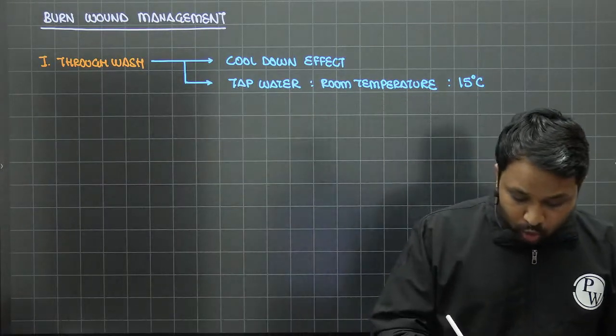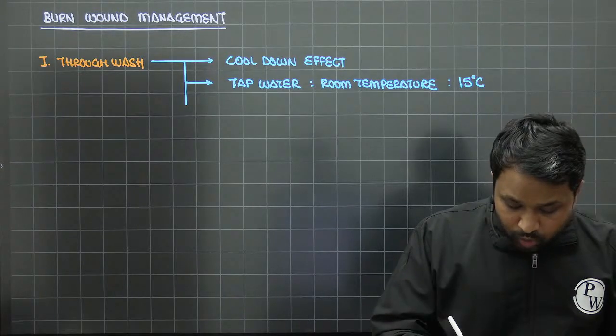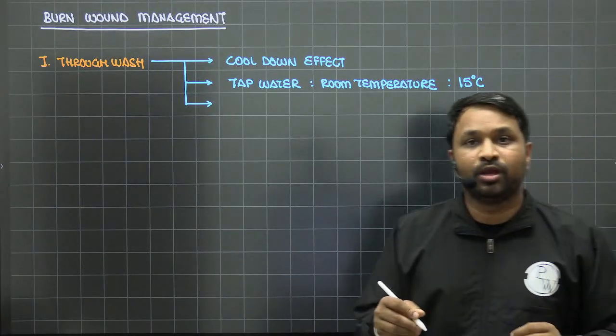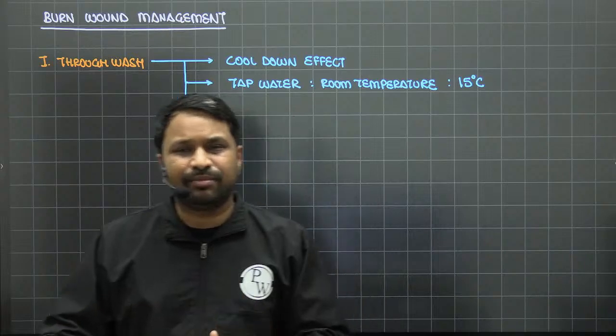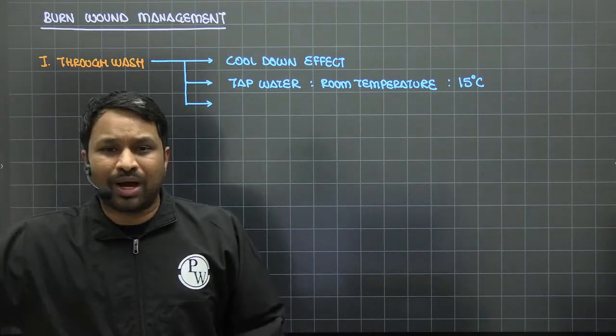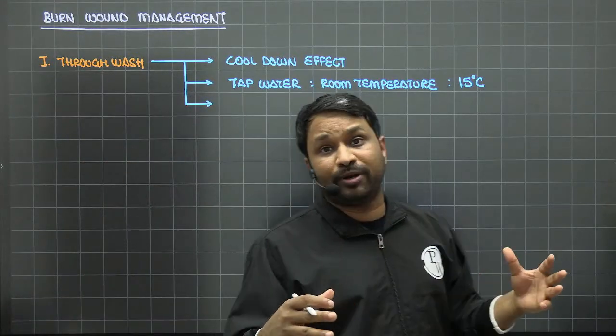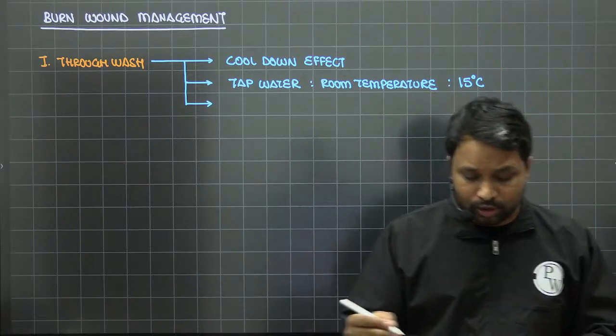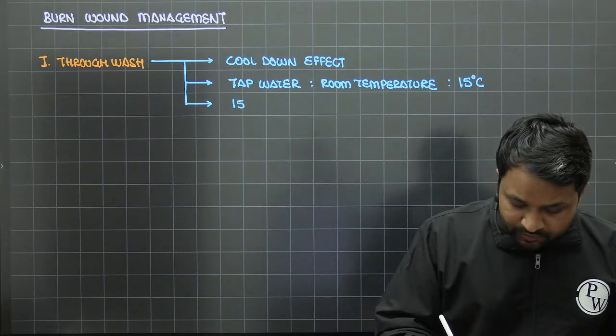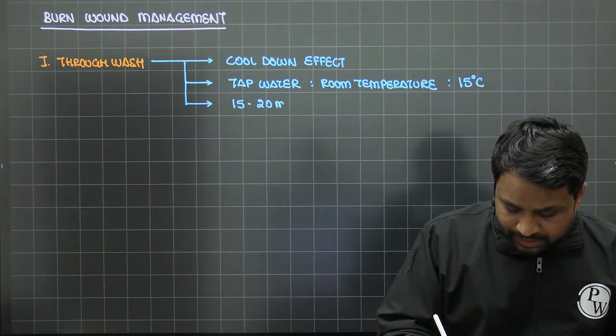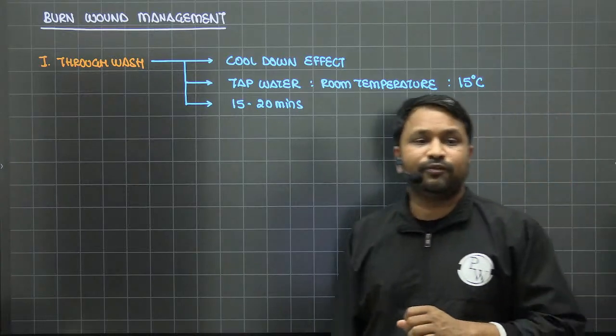Now, in order to cool it down, how long would you like to run the water? Would you like to run it for 5 minutes, 10 minutes, 15 minutes, half an hour, 1 hour? If you run it for a prolonged period of time, the patient can go into hypothermia also. So ideally, this has to be run for 15 to 20 minutes. It has to be run for 15 to 20 minutes.